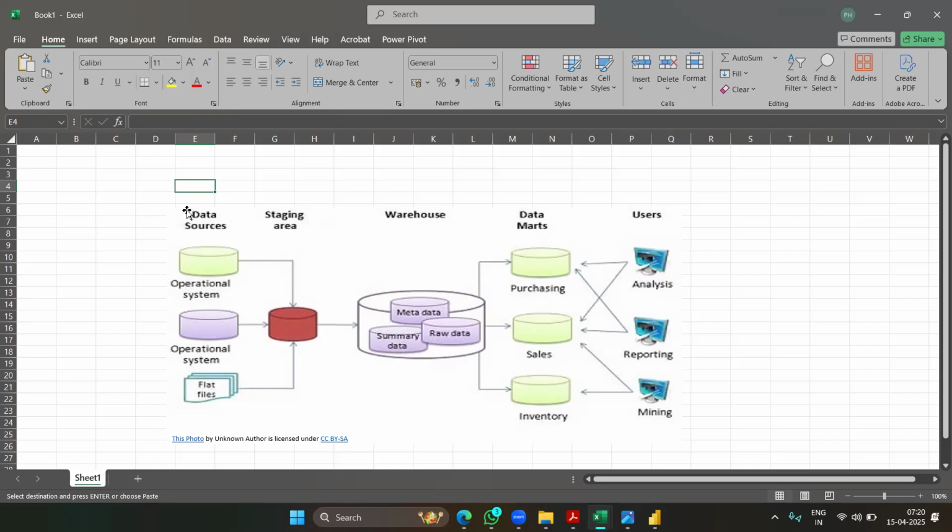Now, the databases or files are used to store the operational data, right? All the operational data, we call them online transactional processing systems. We also call them OLTPs, right?